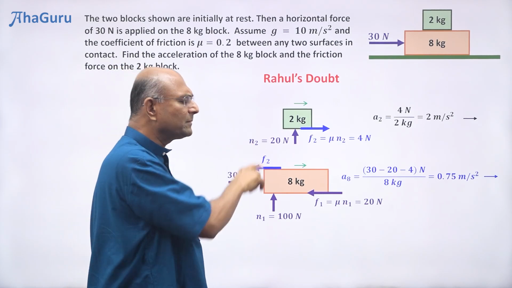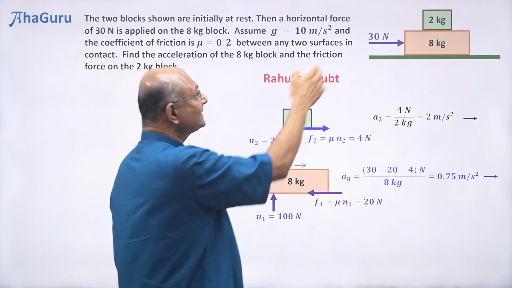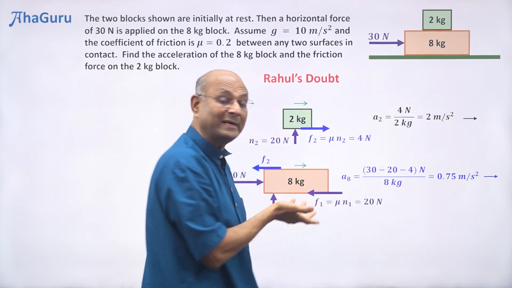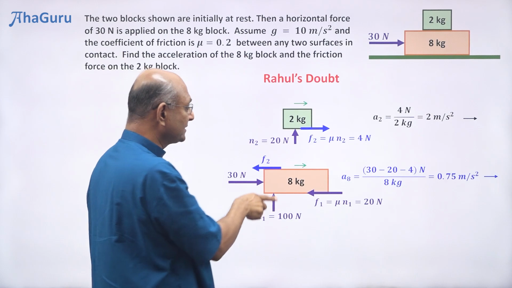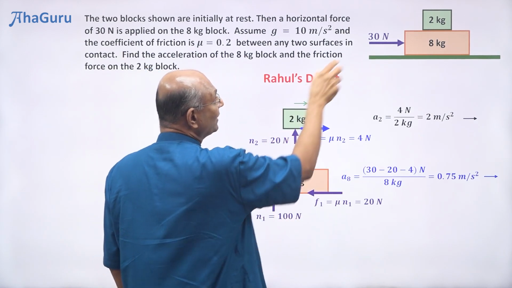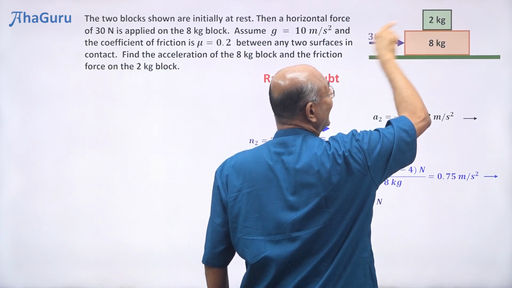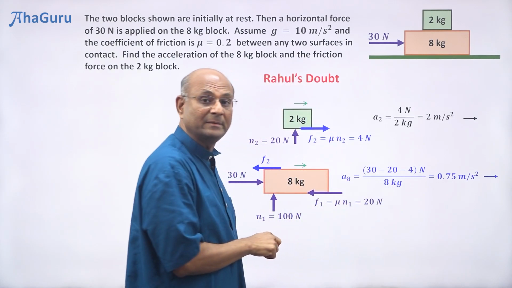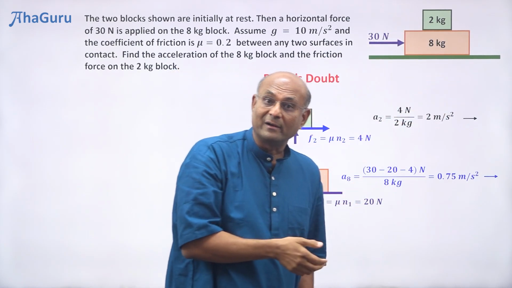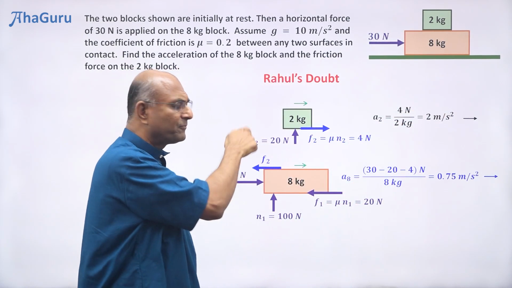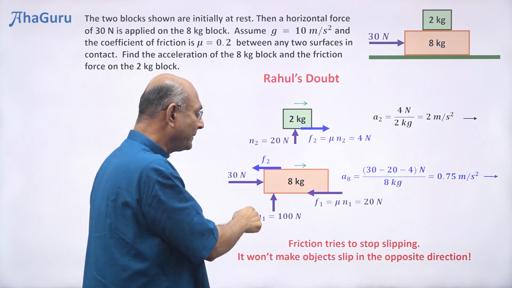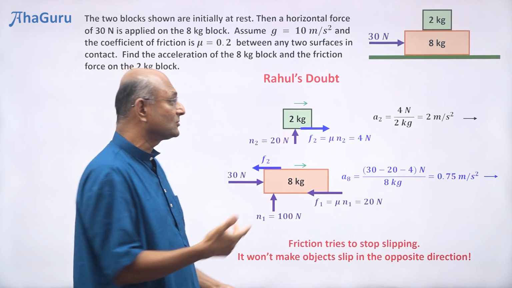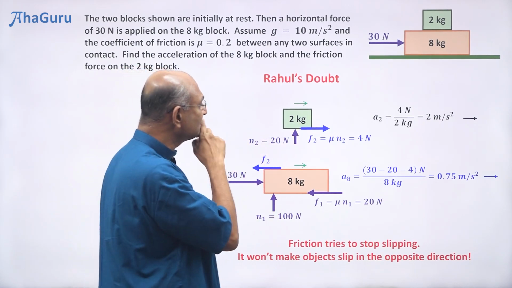Now, can the friction be so much that it makes this block now slip in the forward direction? Now you have made the 2 kg block have much higher acceleration than the 8 kg block. So what is going to happen? The 2 kg block is accelerating faster than the 8 kg block. So it is slipping forward. But friction arises to stop slipping. How can it make the object slip in the opposite direction? That's not possible. So then what is the mistake?